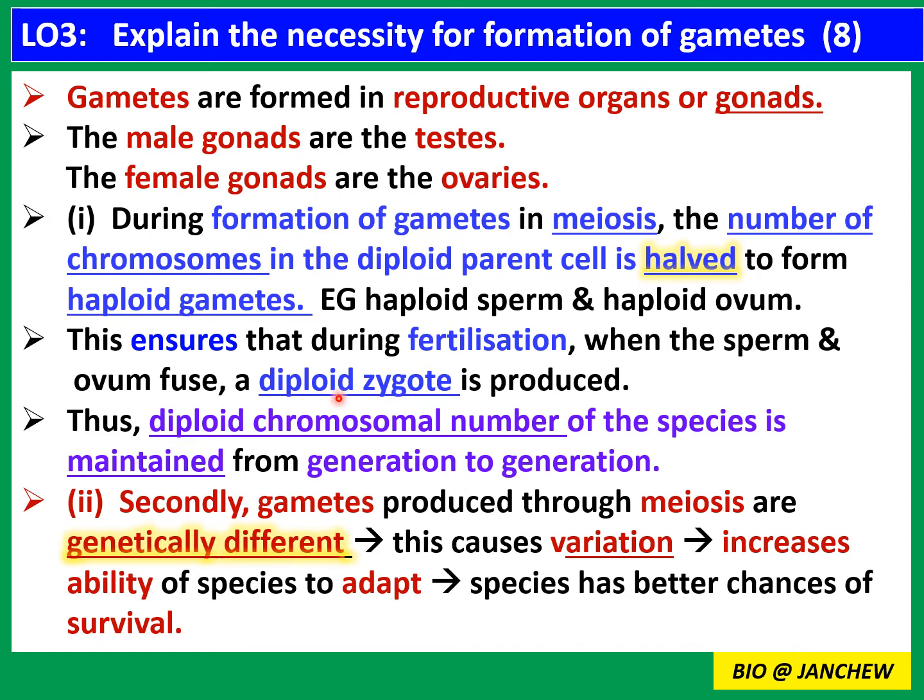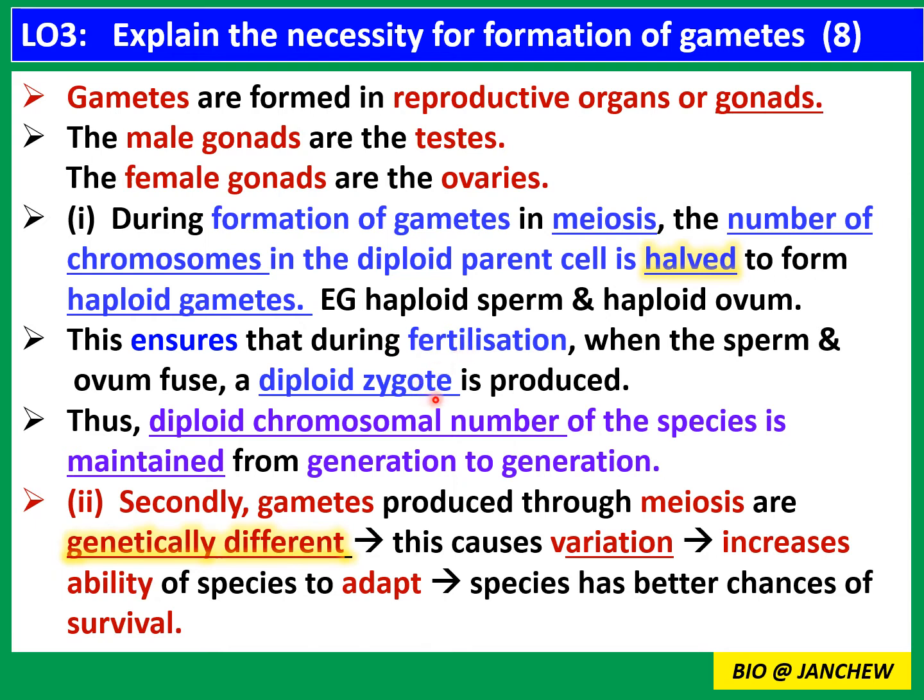So in this way, the diploid chromosome number of the species is maintained from generation to generation. Now, what happens if there are no gametes formed? If no haploid gametes are formed, assume that the cell formed is a diploid cell that undergoes fertilization. That means 2 diploid cells fuse together.